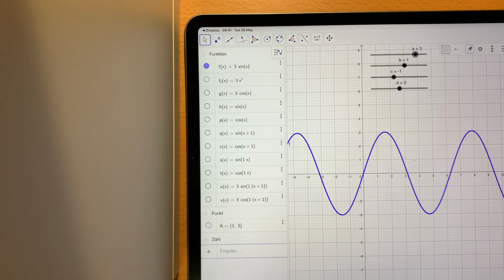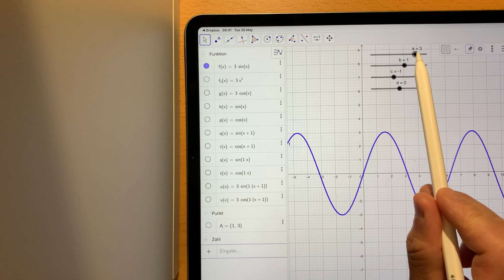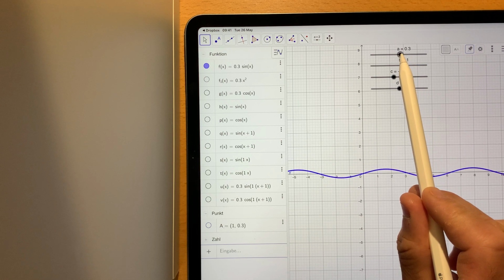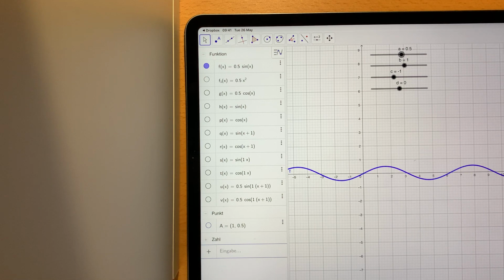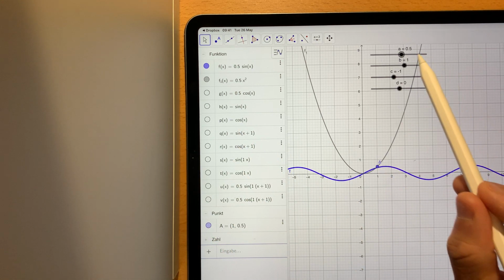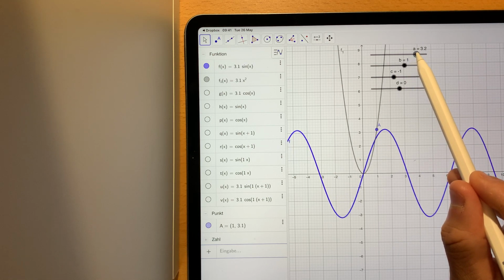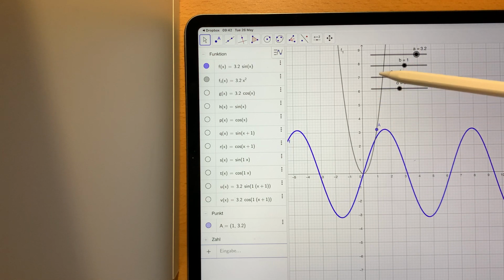So for a sine transformation, when you multiply everything by a number, it will be a vertical stretch or a vertical shrink, and we're going to call that amplitude. So if I go down to 0.5, look, it will be a vertical shrink, like with my parabola. As I move it up, this will be a vertical stretch.